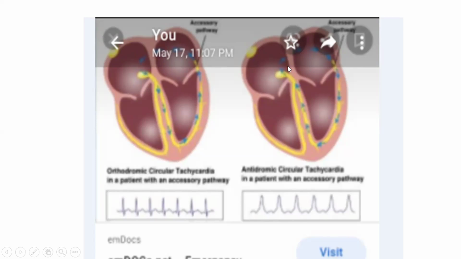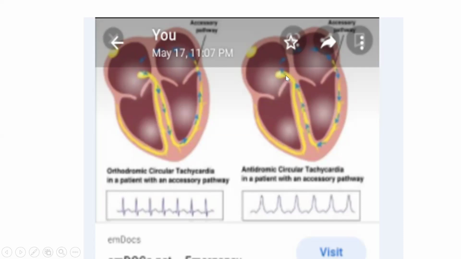In the antidromic type, that means it uses the accessory pathway to conduct to the ventricle. Now, the ventricular cells are slow conducting fibers, slow conducting myocytes. So before they get the electrical impulse to connect to the bundle branches, that will take time. So that means your QRS duration will be broader. You have a longer QRS duration.